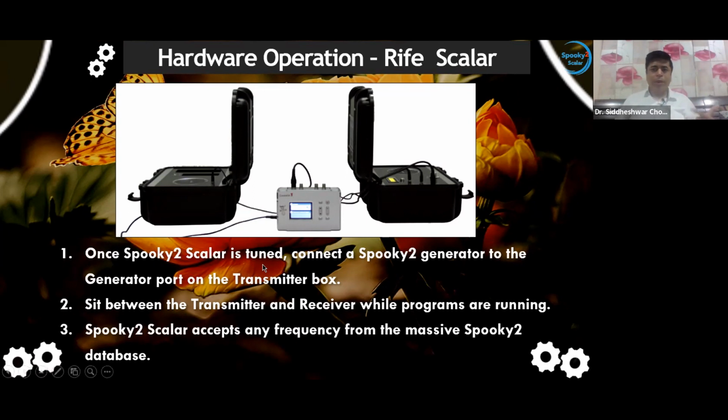So what you have to do in the Rife scalar mode is, once Spooky2 Scalar is tuned, connect the Spooky2 generator to the generator port on the transmitter box. As I said in my earlier slide, you have a BNC cable port on the transmitter panel, right? That BNC cable goes to, I prefer to connect G1 of generator X. Straight away, you connect the generator X to the BNC port on the transmitter box. That's all you need to do.